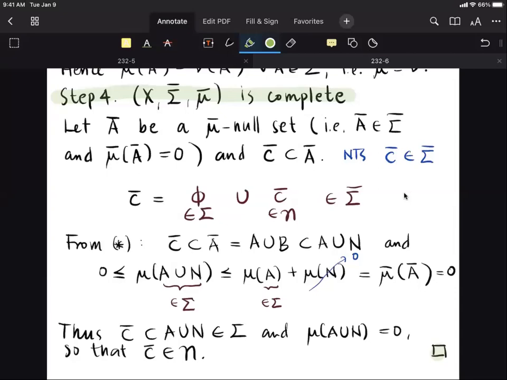So in the next lecture, we will discuss further properties of complete measure spaces. So see you there.